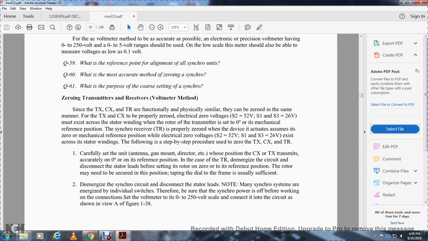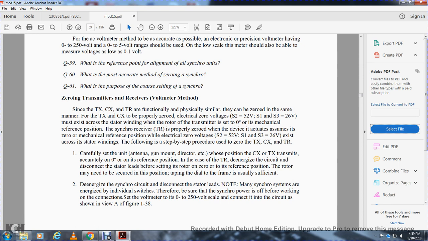Assuming 0 at the mechanical reference position, at electrical 0 the voltage across stator 2 is 52 volts, and across stator 1 and stator 3 it is 26 volts. The following is the step-by-step procedure for zeroing the torque transmitter and control transmitter, and the torque receiver. Carefully set the units, such as the antenna, gun mount, or director, to the motion position of the control transmitter or torque transmitter at exactly 0 degrees with the reference point.